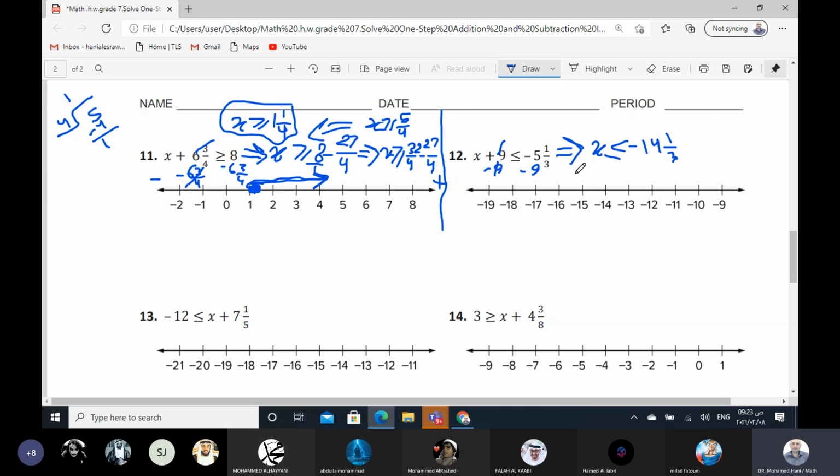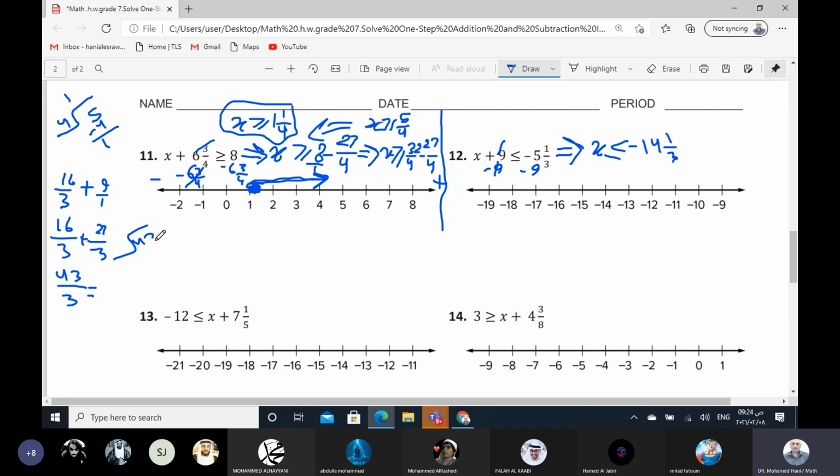You can change the mixed number here to the fraction. 5 times 3, 15 plus 1, 16 over 3. Okay. Then add 9. 9 will be 9 over 1. Then you can multiply up and down by 3 to get the common denominators. So here we have 16 over 3 plus 27 over 3. Now 16 plus 27 will be 43 over 3. Then you can here change it to the mixed number.